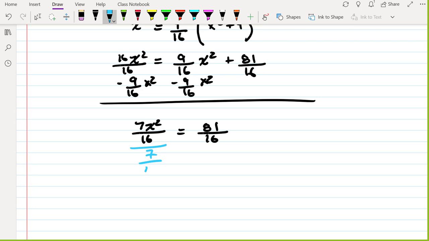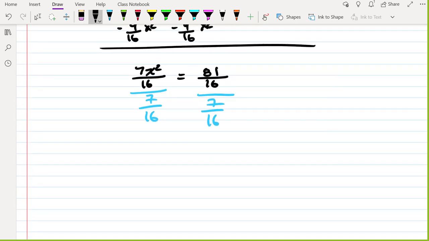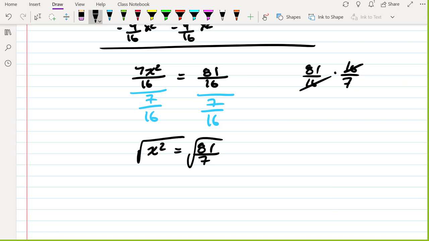And we divide by 7/16, divide by 7/16, which means we multiply by the reciprocal, and that gives us x squared is equal to 81/16 times 16/7, so we get 81/7. Finally, we take the square root and we get x equals plus or minus square root of 81 is 9, square root of 7.